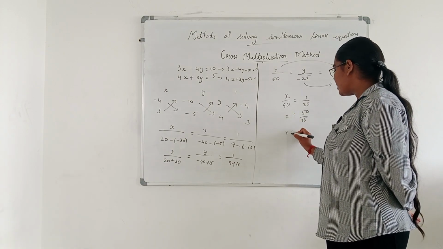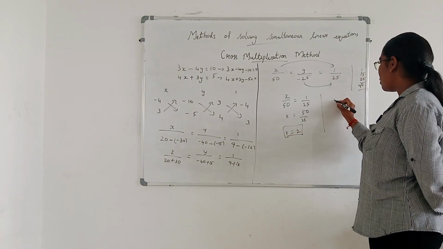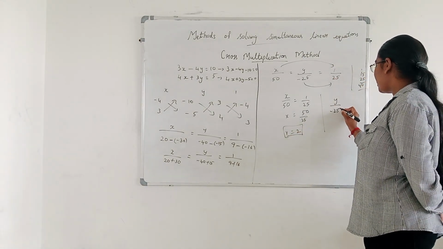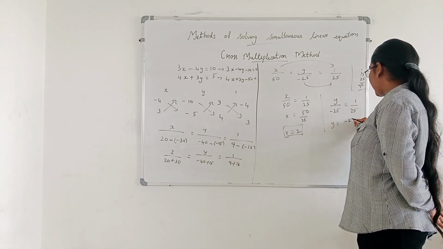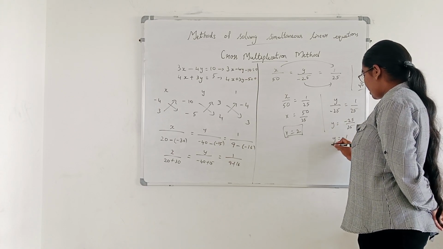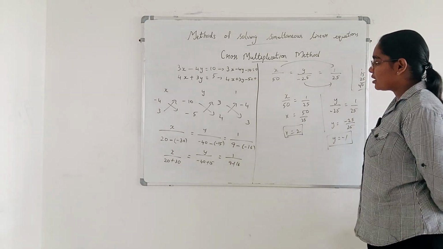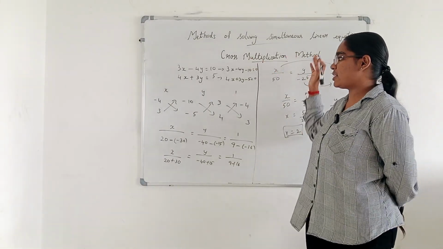So value of x is 2. Next, in a similar way, y divided by minus 25 equal to 1 by 25. So y equal to minus 25 divided by 25. So value of y is minus 1. Okay. This is how problem solving by cross multiplication method works.